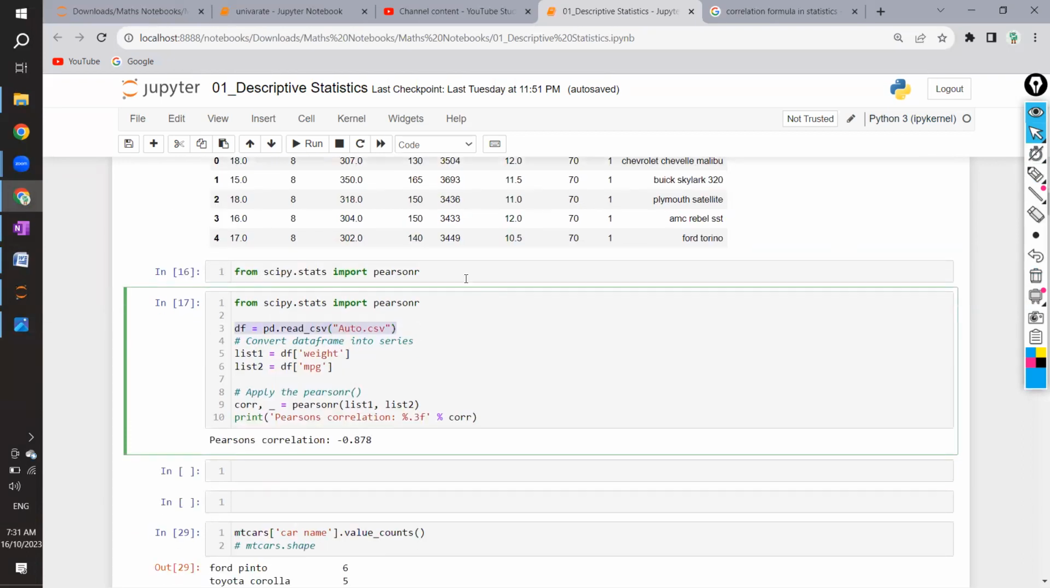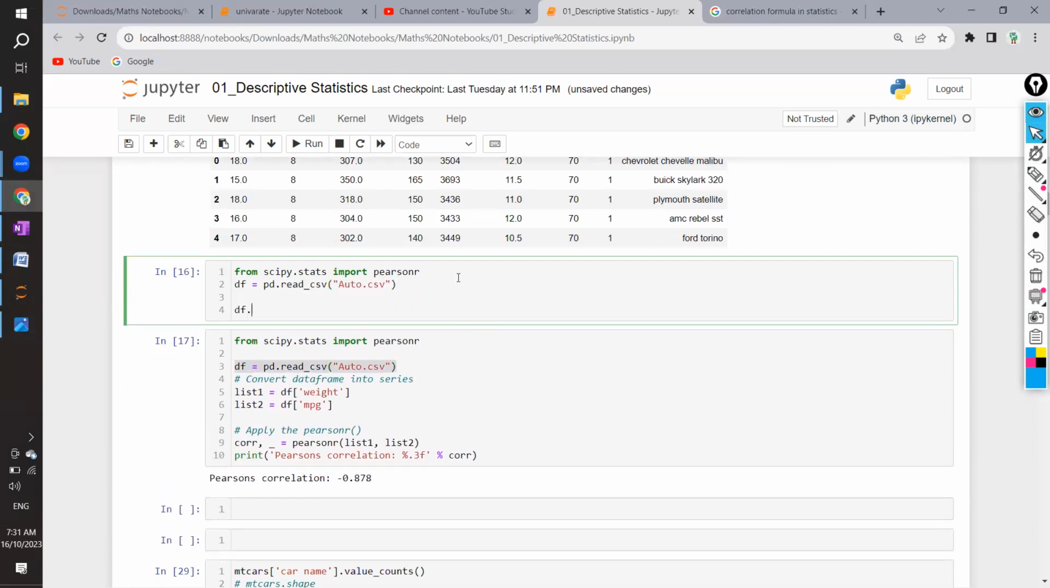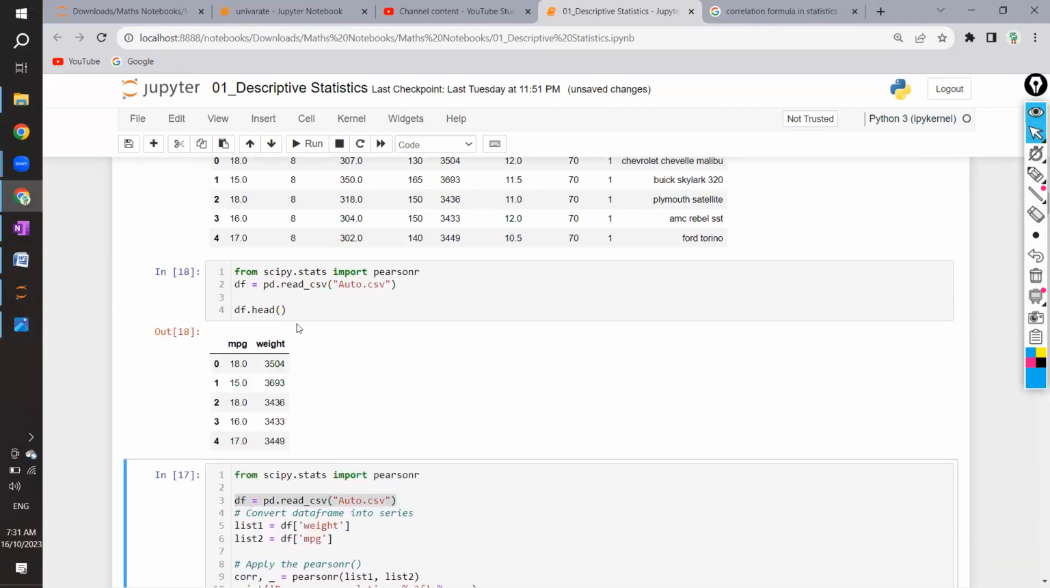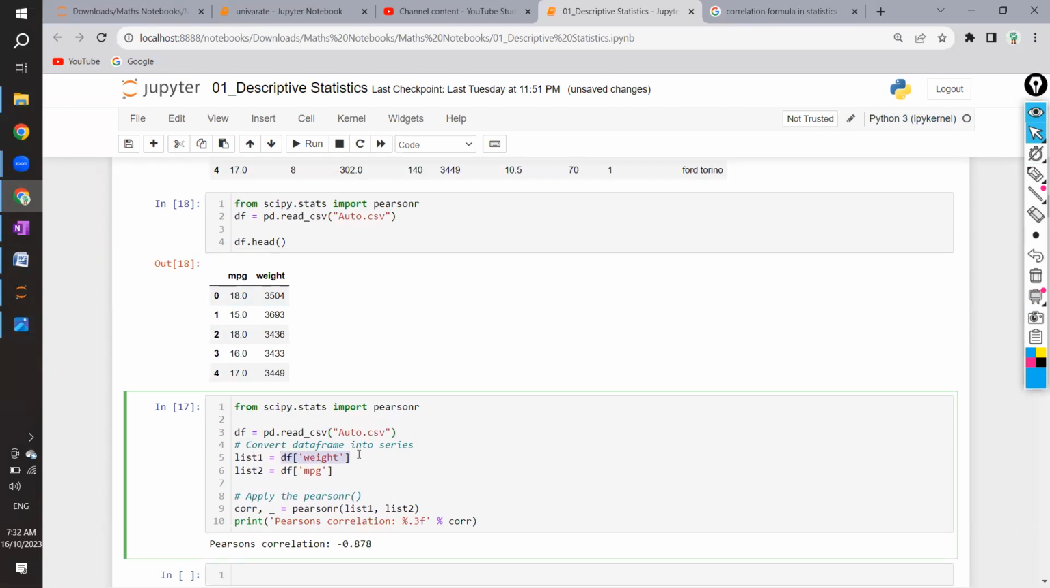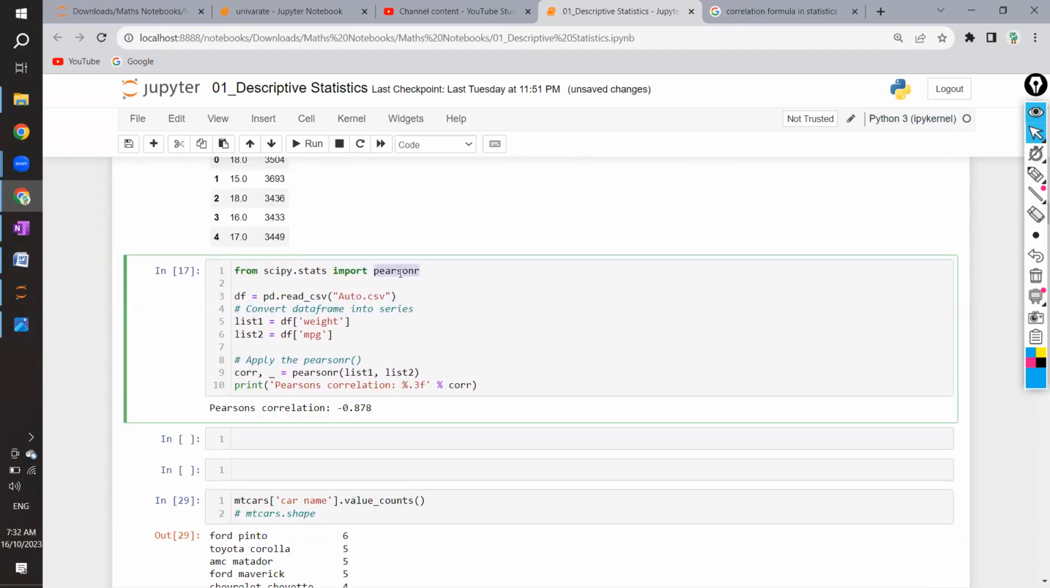If I quickly show you this auto.csv, if I do df.head, you see you have mpg and weight, miles per gallon and weight. Now I take one list as the df weight column and the df mpg column, and to this pearsonr I'm passing two values. This is a function, so switch back to the function concept we studied in Python. You need to pass arguments: argument one is column one, argument two is column two, and it will give you two values.